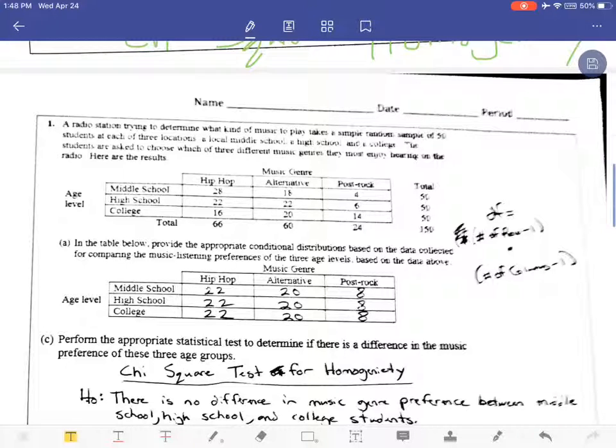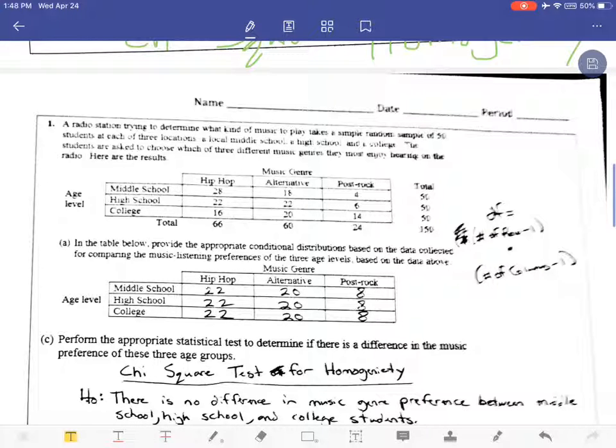But number one says, a radio station trying to determine what kind of music to play takes a simple random sample of 50 students at each of the three locations: a local middle school, a high school, and a college. So right there, we're thinking about what type of chi-square test we're dealing with. We have three separate samples of 50s. It's probably going to be homogeneity before you can even read the rest of the problem. But let's still read through it just to make sure.